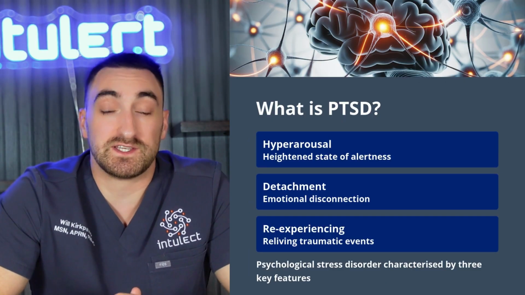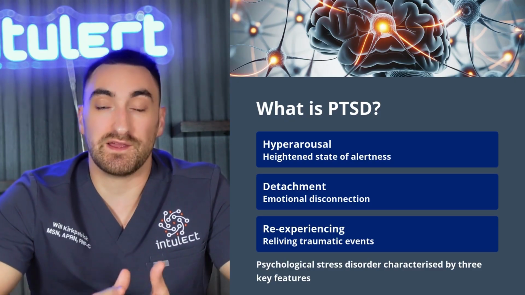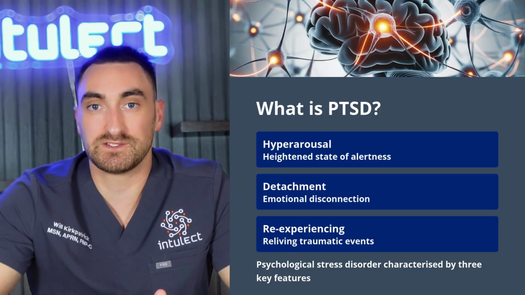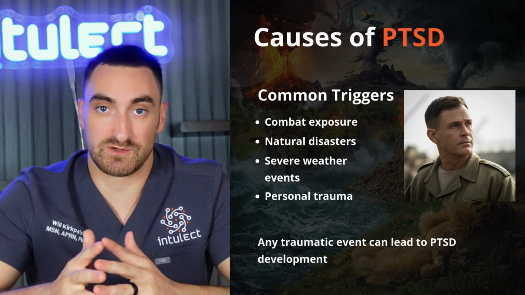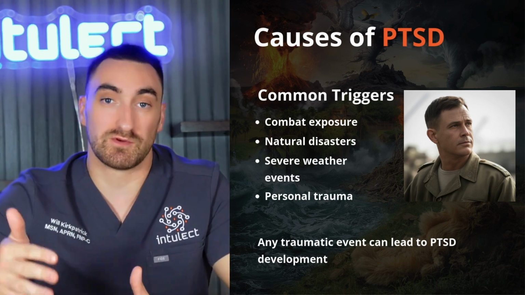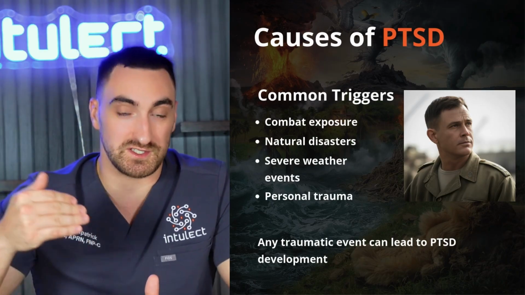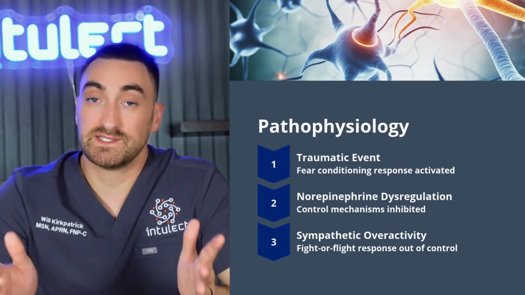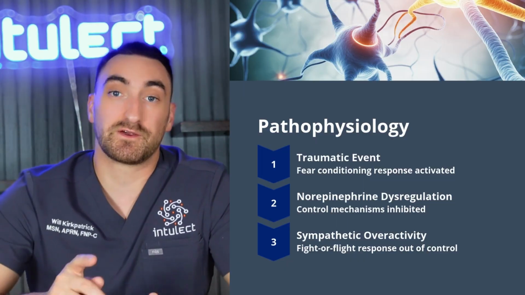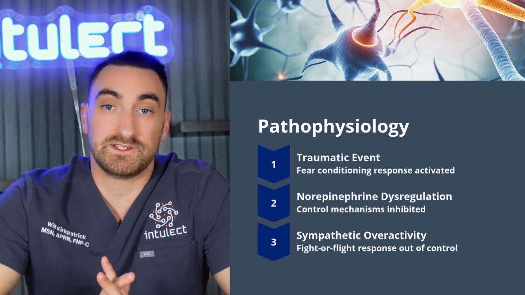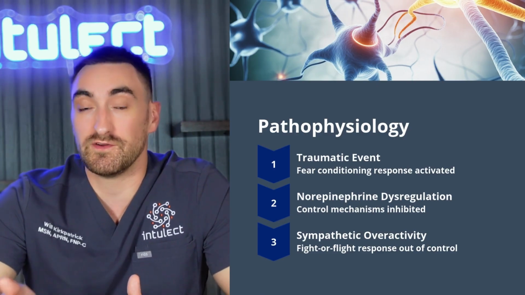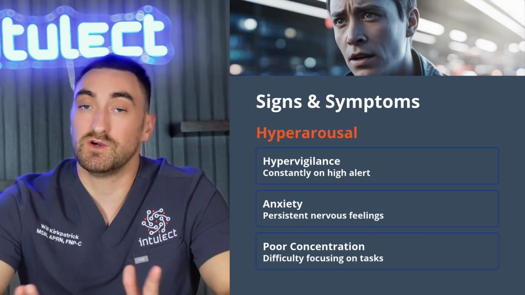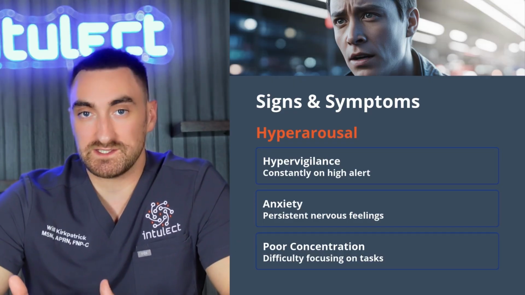PTSD is the development of psychological stress and is characterized by three things: hyperarousal, detachment, and re-experiencing thoughts. The main cause is commonly thought of as soldiers returning from war, but it could really be any traumatic event, such as a weather event or a disaster, and they have stress from that event. So it is a response to a traumatic event, and it is a fear conditioning response. The basic pathophysiology behind it inhibits the control of norepinephrine, which basically allows your sympathetic activity to go out of control. So what are the signs and symptoms of PTSD?